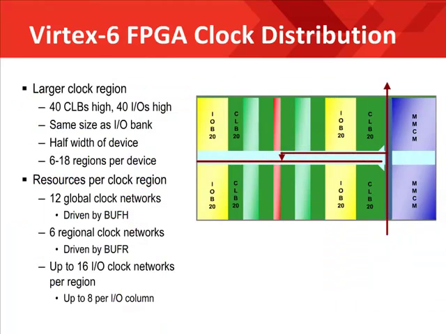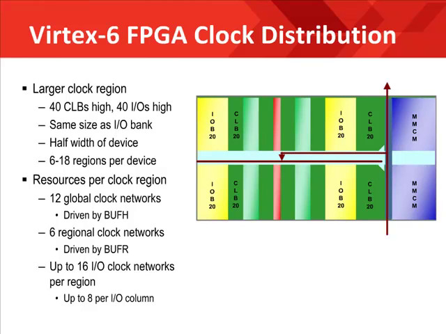This is a close-up view of the Virtex-6 FPGA clock region. Each clock region is 40 CLBs high and half the width of the device. Each clock region contains 12 buff-H buffers that drive the global clock network. Any 12 of the 32 buff-G clocks can drive the buff-H resources in each region.